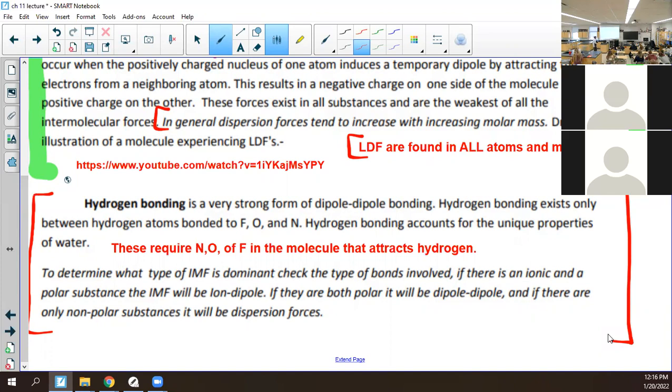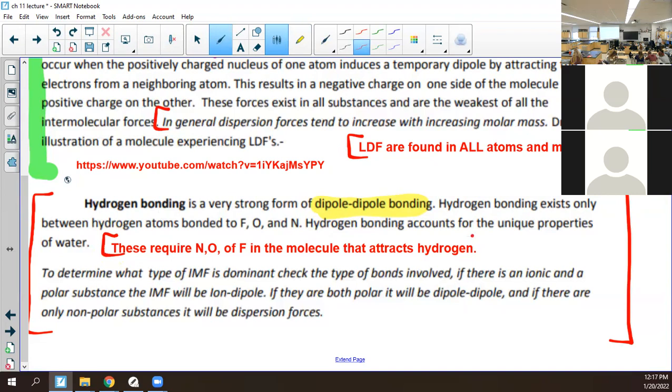Okay, so hydrogen bonding is a very strong form of dipole-dipole bonding. That's why at the start I said it's really 3.5, because hydrogen bonding is really just dipole-dipole bonding. Hydrogen bonding exists only between hydrogen and atoms bonded to F, O, and N. Hydrogen bonding accounts for the unique properties of water. All right, in red, these require N, O, and F.